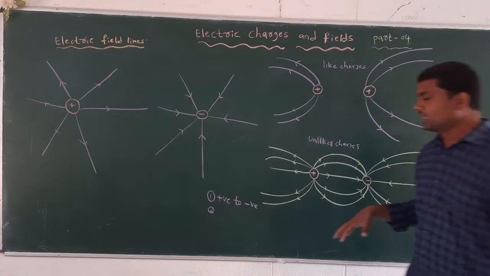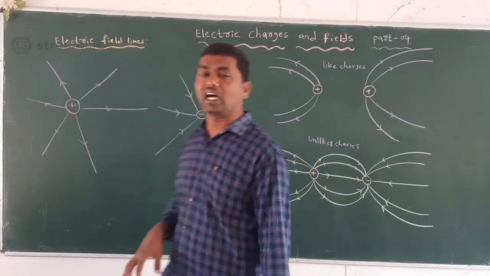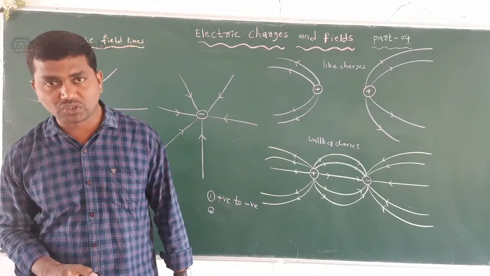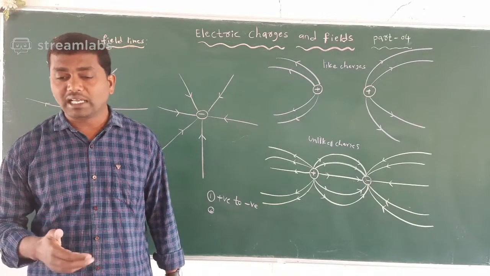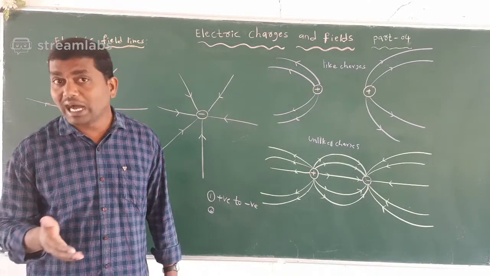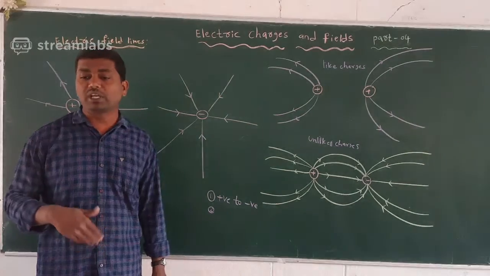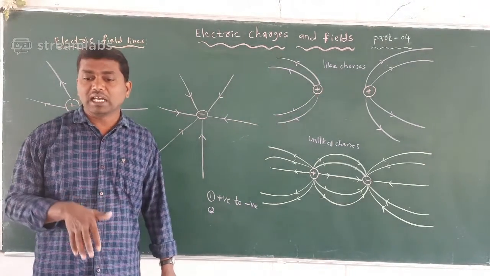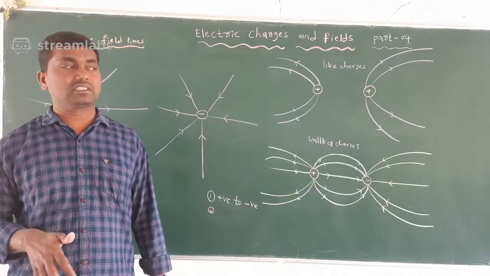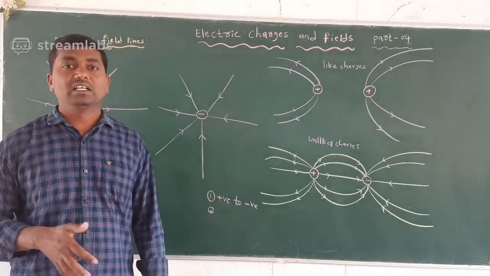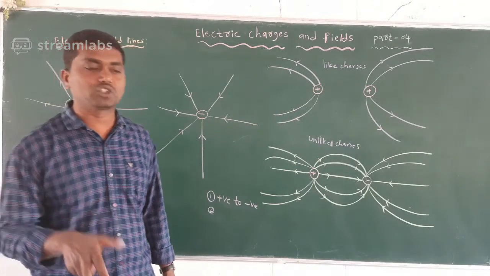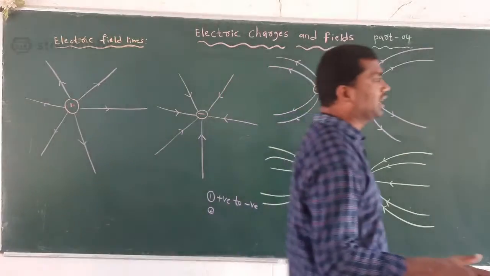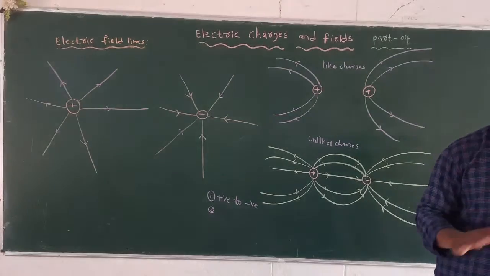So the first one is that electric field lines are drawn from positive charge to negative charge. The second one is that electric field lines do not intersect and do not coincide. Suppose the electric field lines intersect or coincide, they would have two directions, which is impossible. So electric field lines do not intersect.